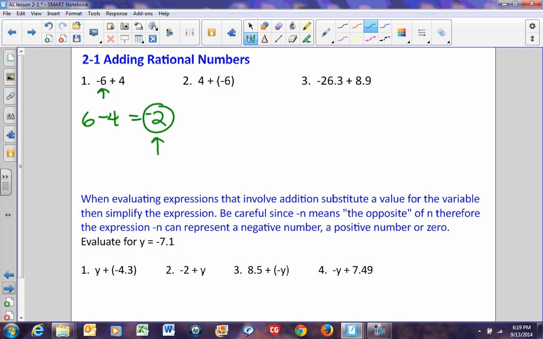Number 2, 4 plus -6. The number with the higher absolute value is -6. So 6 minus 4 equals 2. -6 is still the higher absolute value, so my answer is still negative.